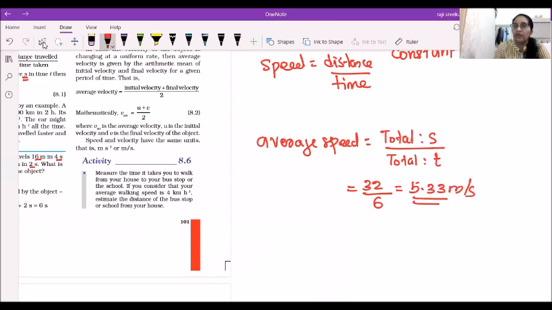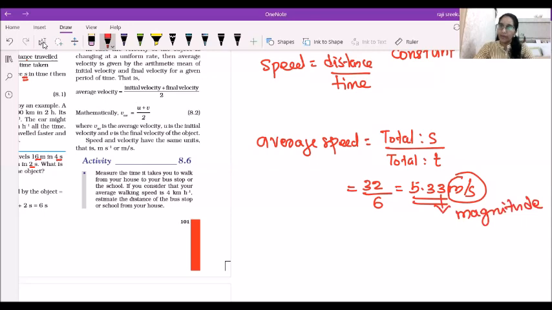Whenever you are doing numericals, don't forget to keep the unit. Always try to keep the unit. Don't forget that, because whenever we are evaluating the paper, we will give marks for the unit. So 5.33 meter per second. 5.33 is the magnitude. This is the average speed of the object. When you are telling the number, it is 10 meter per second or 5.33 meter per second, that is complete. So speed is clear.